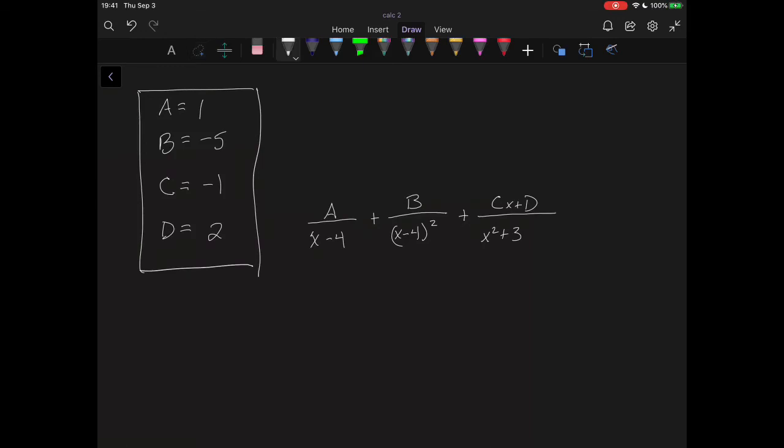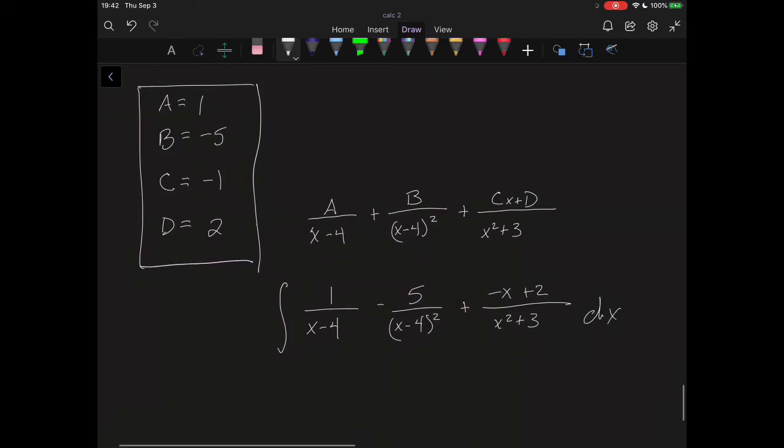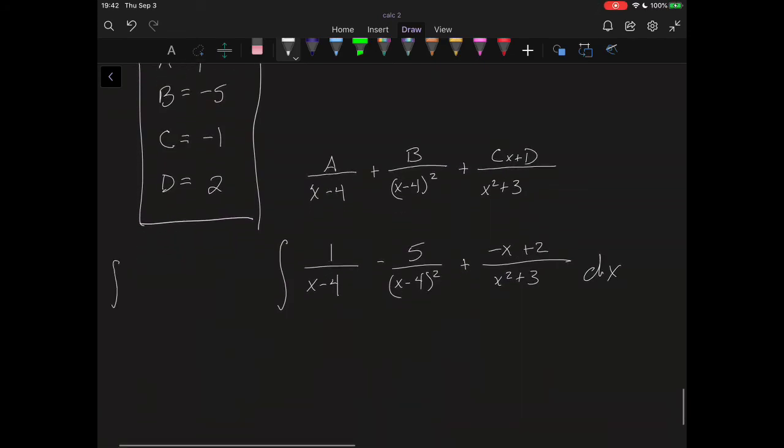And now all we're going to do is replace A, B, C, and D in the appropriate ones. So we have 1 over x minus 4, minus 5 over x minus 4 squared, plus negative x plus 2 over x squared plus 3, and that is going to be the integral of dx.